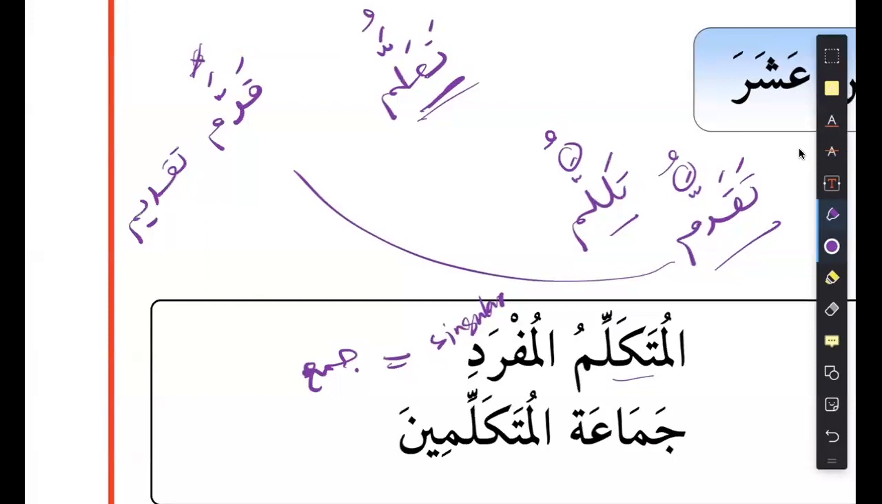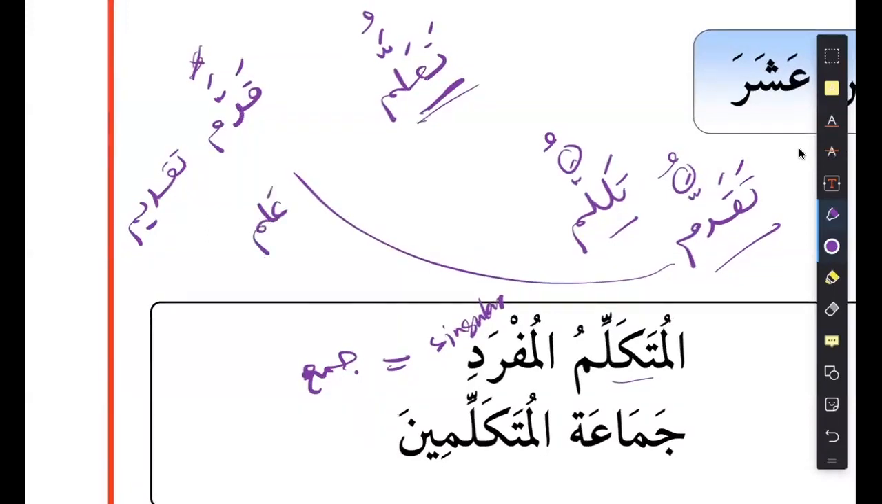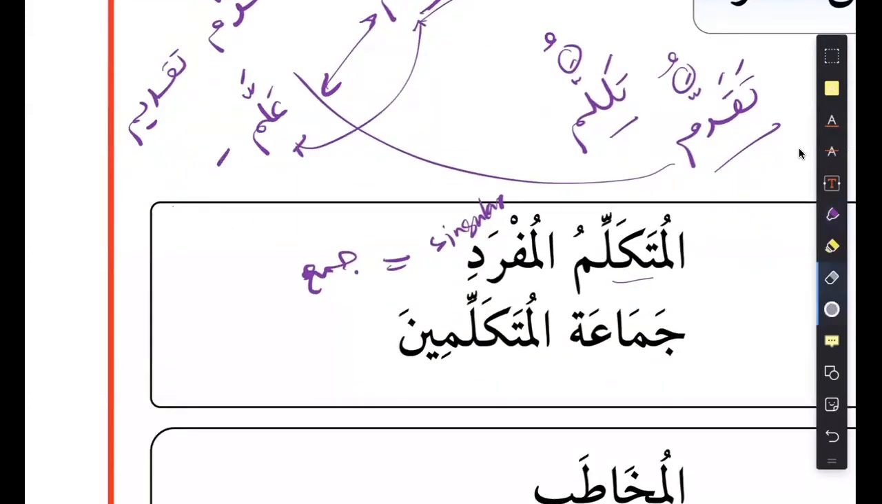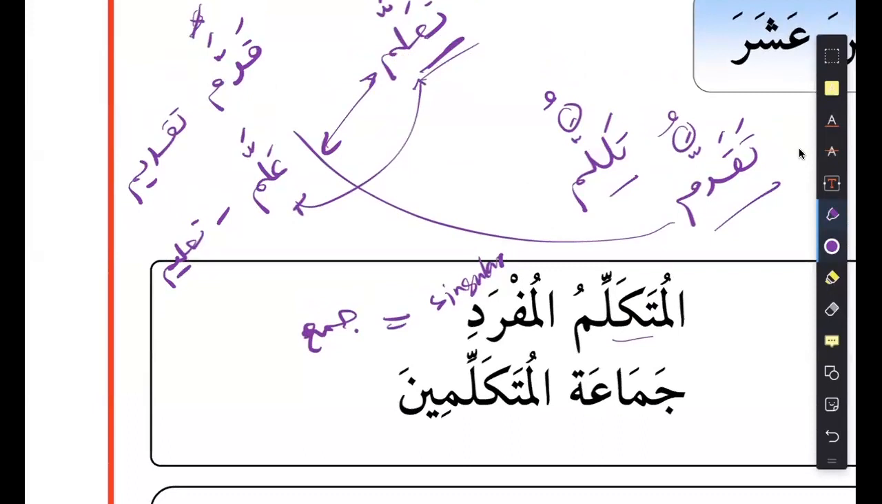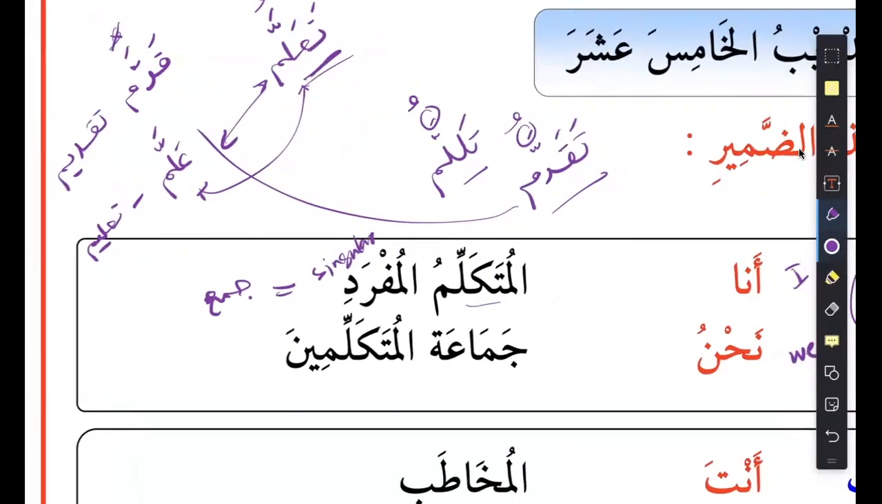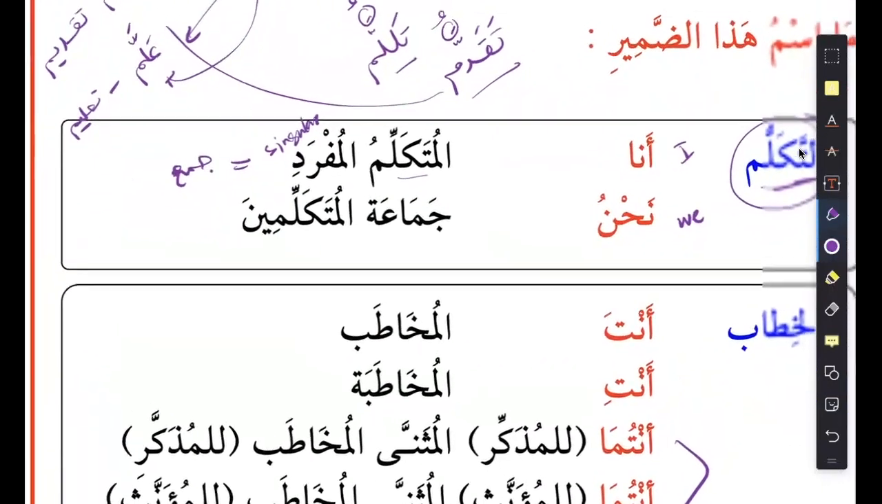Taqdim. For example, allama is to teach. Ta'allama is to learn, allama is to teach. And you use ta'lim. Ta'lim. Okay, so this one has different ways of making, and for the other patterns we have other ways of making it. So that's something that we will learn inshallah in the soft class.